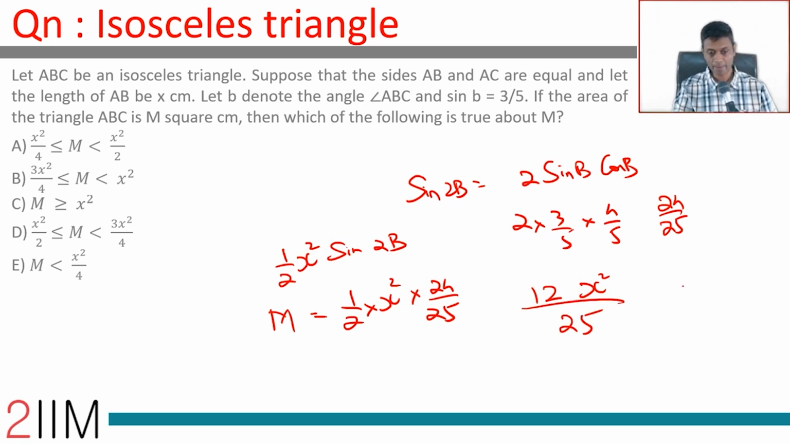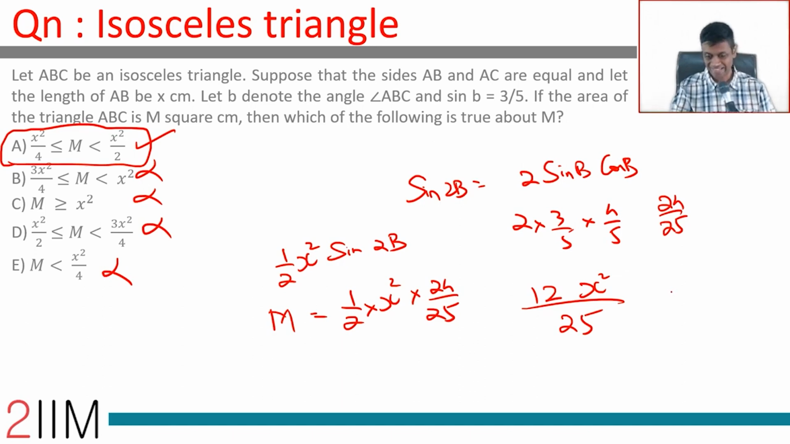And so m sits between x square by 4 and x square by 2. Yeah, that is right. This is less than x square by 2. This is wrong. Greater than or equal to x square. That is wrong. Between x square by 2 and 3x square by 4. That is wrong. Less than x square by 4. That is wrong. This is the answer you are looking for. We can find the exact value of m. M is 12x square by 25, slightly less than half x square. That's what we are looking for.